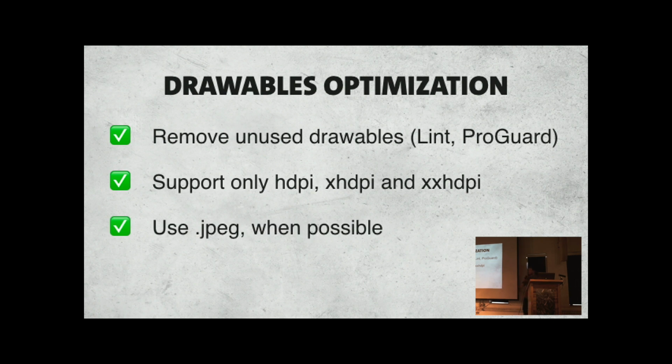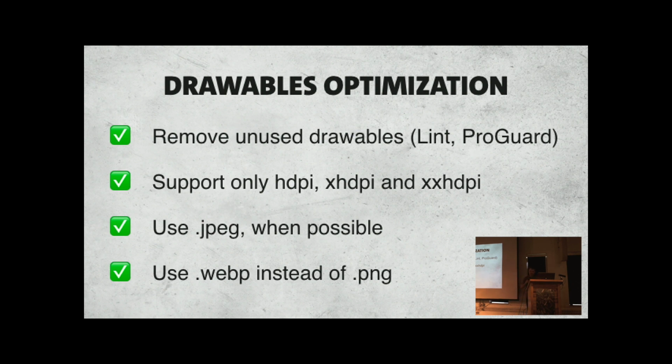Then one more item is to use JPEG when possible. If you don't need the transparency, the alpha channel, in your images, then use JPEG. Otherwise, prefer to use WebP instead of PNGs, because WebP is a new format from Google, and it simply uses less memory and less disk space than PNGs.